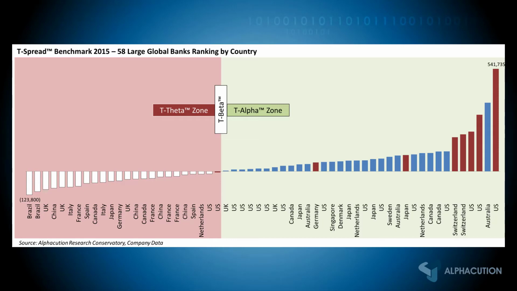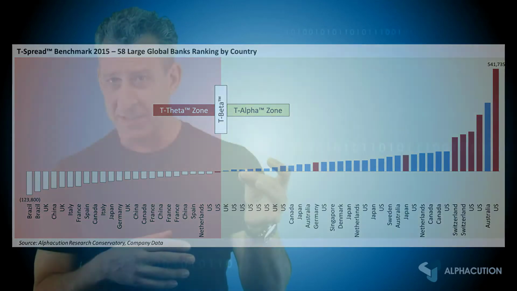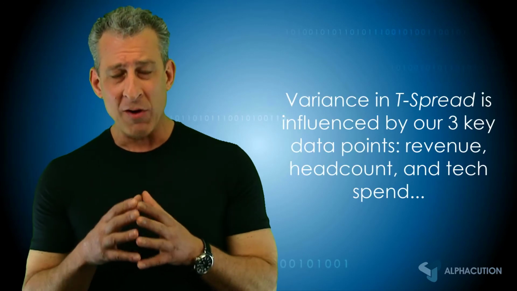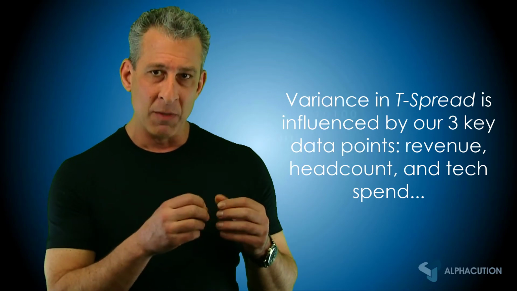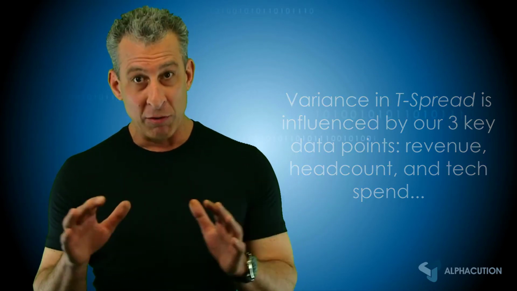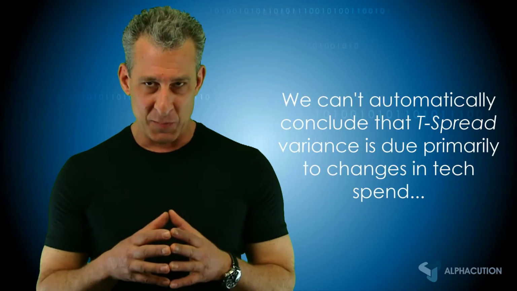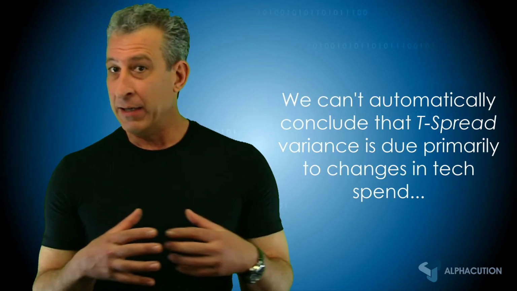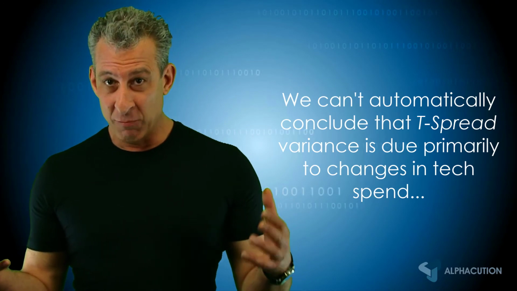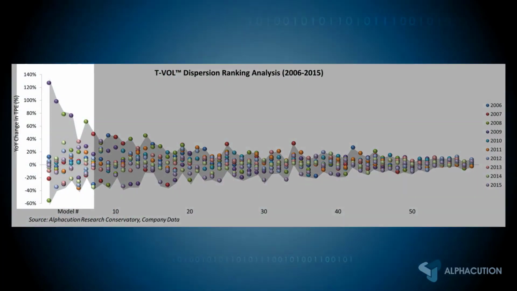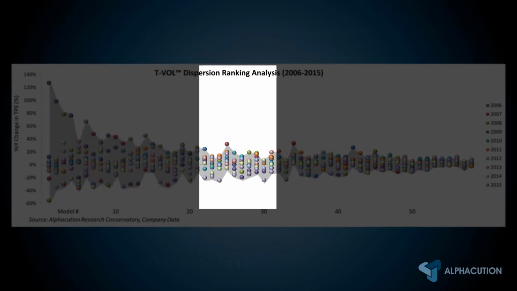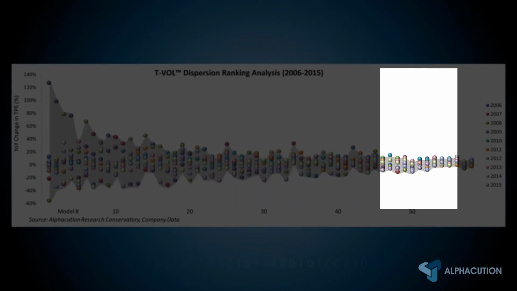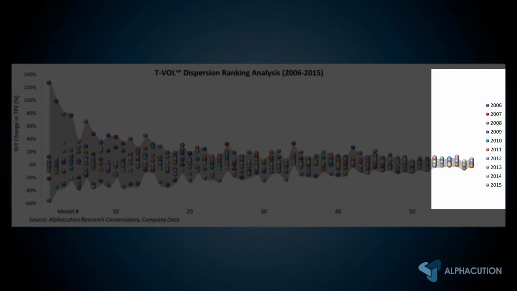Now, given that there are three inputs to the T-spread, revenue, headcount, and technology spending, we can't automatically conclude that the variance in T-spread is a result of some wildly changing movement or lack thereof in underlying technology spending. It could be caused by massive changes in revenue or massive changes in headcount. But observing this over time, some players tend to exhibit a high T-vol and some tend to exhibit a low T-vol over this 11, 12, 13-year time series.